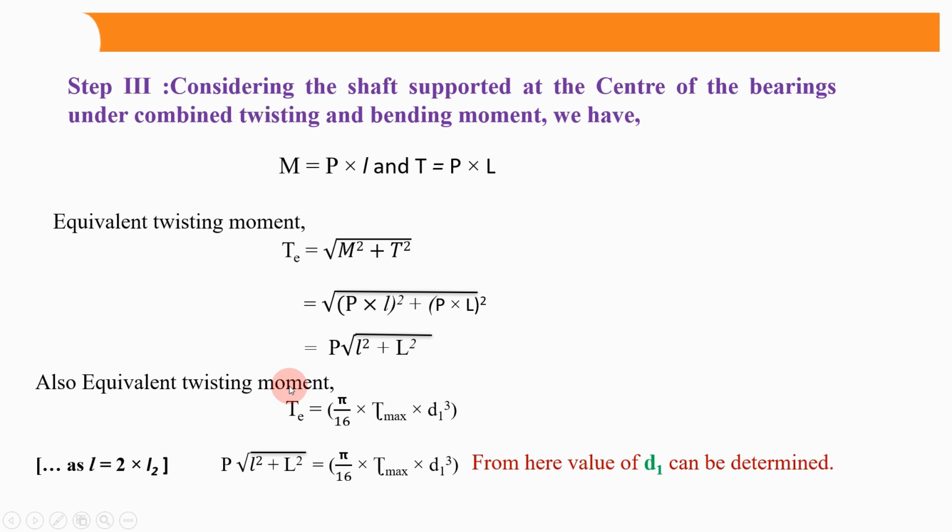Also the equivalent twisting moment Te is equal to pi by 16 into tau max into d1 cube. So I have put the value of Te here: P into under root of small l square plus capital L square is equal to pi by 16 into tau max into d1 cube. Okay, so from this equation we can easily find out the value of d1.